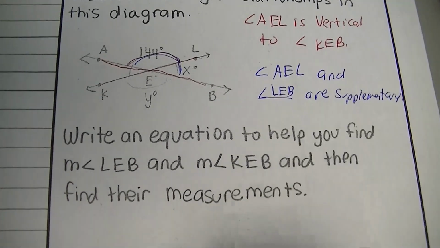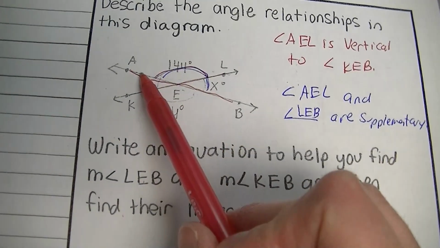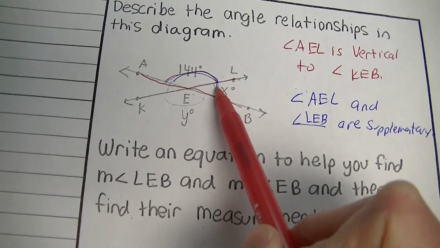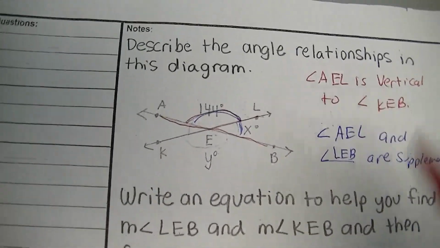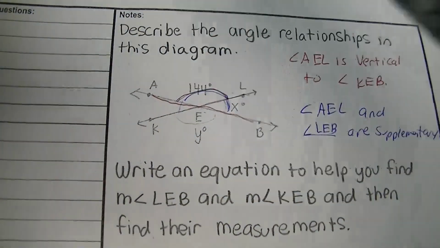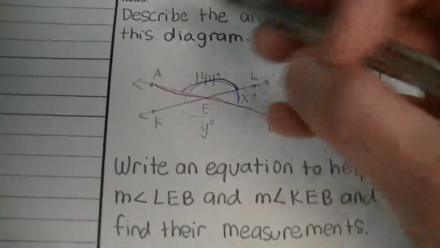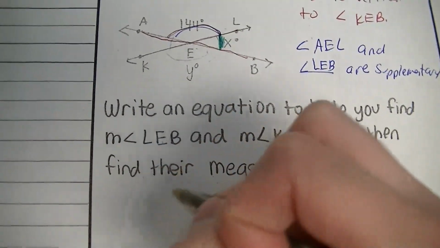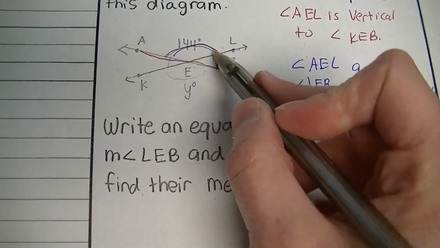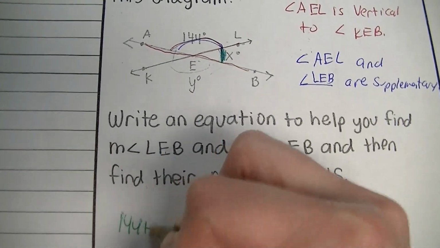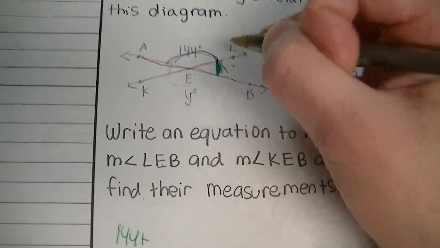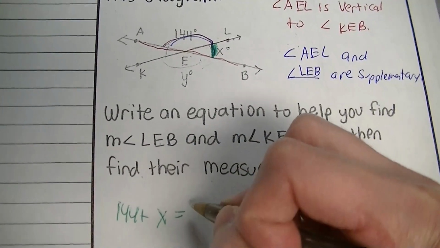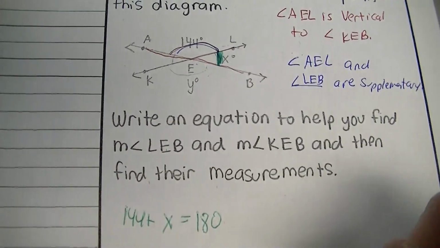Okay, write an equation to help you find the measurement of angle LEB. Oops, LEB. So we need to figure out this equation, or this degree right there. We have to use an equation, okay? And I'm going to color code it so it's hopefully easier on your life. So that's in green, okay? So for that, I know that 144 plus this angle, which they represent by x, will have a sum of 180 degrees because they're supplementary, okay?